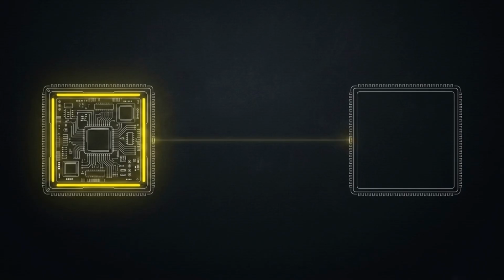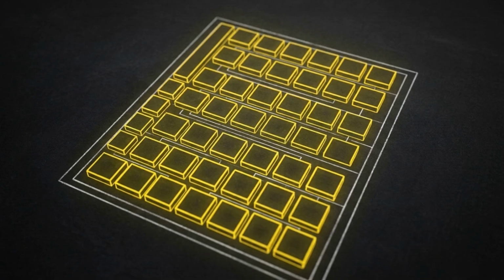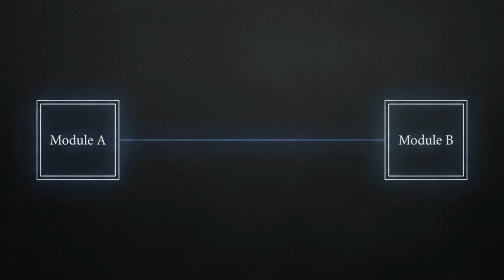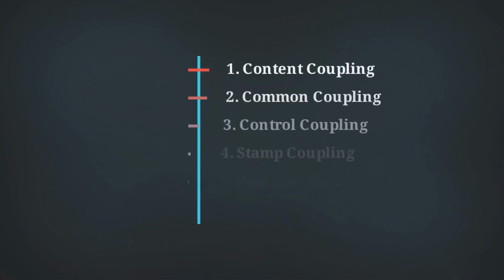To prevent this structural collapse, software architecture relies on a specific target: high cohesion paired with low coupling. This means maintaining strong internal relationships within a specific block of code, while ensuring external relationships between different blocks remain as weak as possible. Coupling follows a 6-level hierarchy.